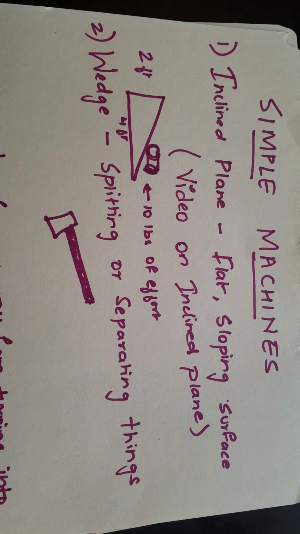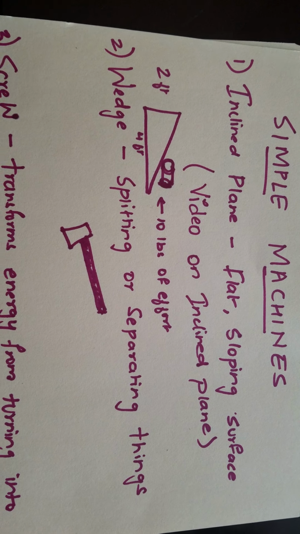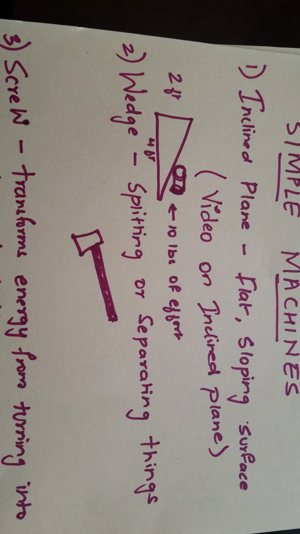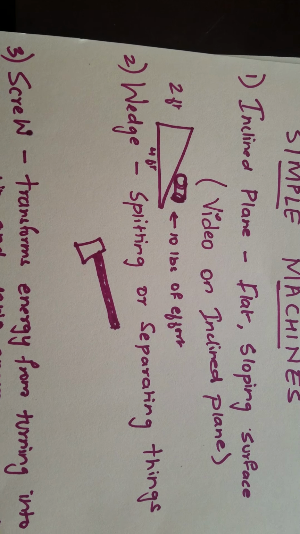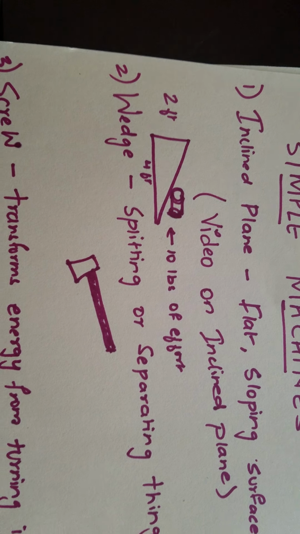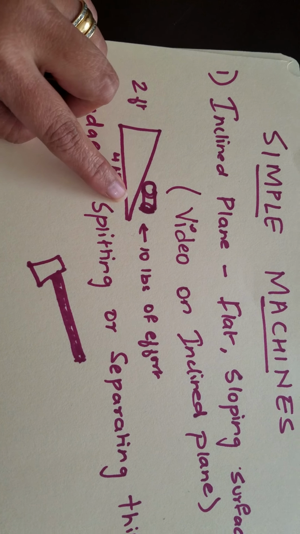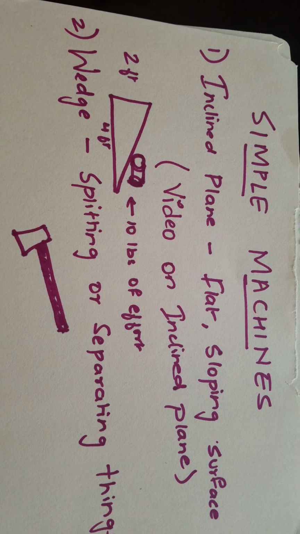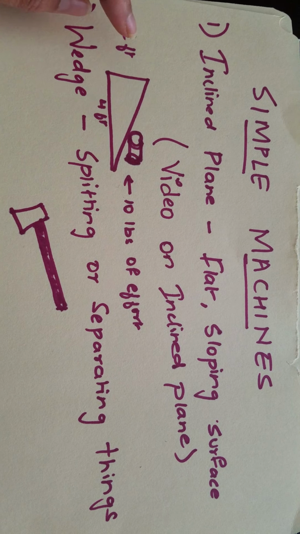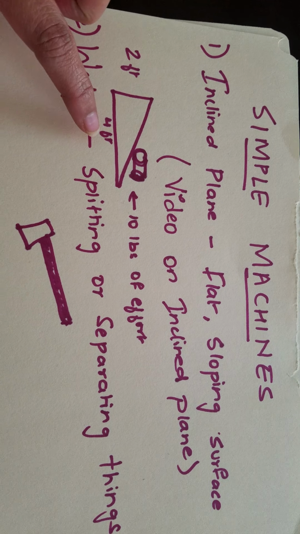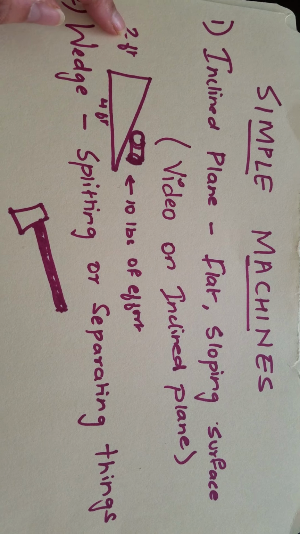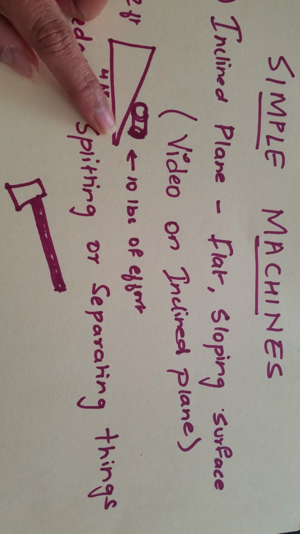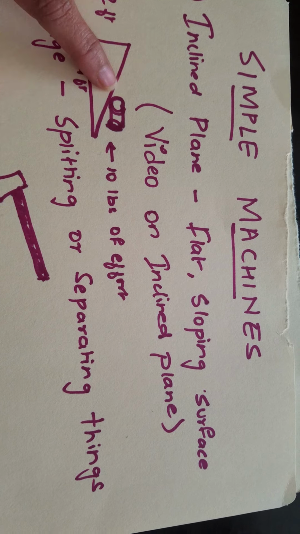So the first kind of machine is an inclined plane, which is a flat sloping surface on one side, so it looks like a triangle. So this is a sloping surface. And then you could do calculations on it. We have a video on the inclined plane, but we can do calculations as 4 feet as the base, 2 feet as the height, and then there's the hypotenuse, which can also be calculated.